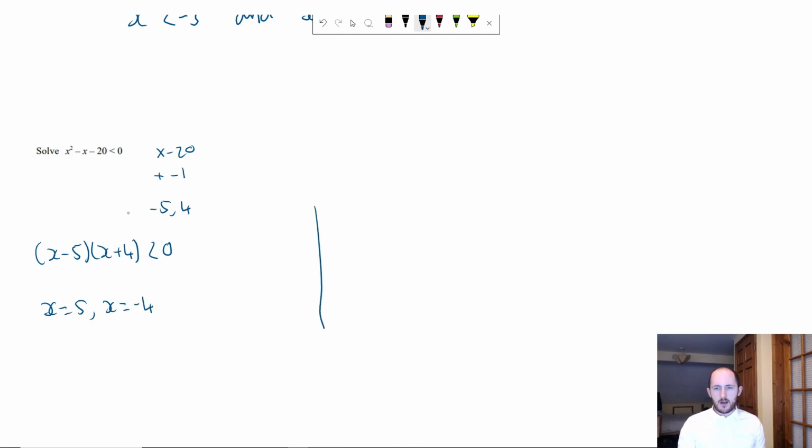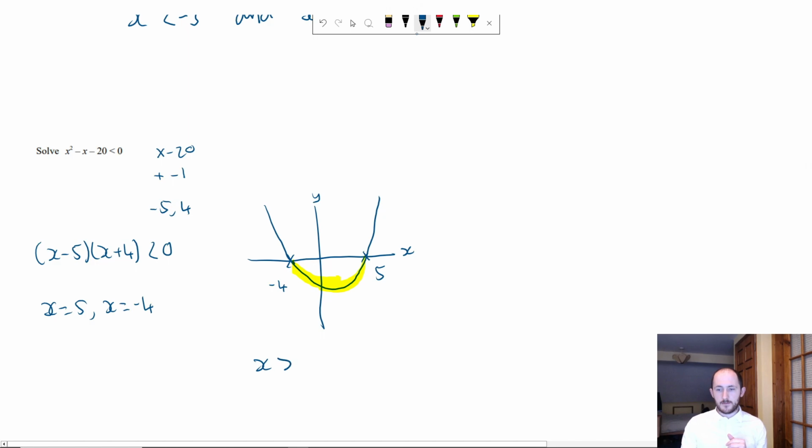So then we draw out our little graph and we have minus 4, let's say that's here, let's say 5 is here. And then draw our little quadratic. Again, it doesn't have to be too accurate. And let's look at what we're looking for. We want when it's less than 0, so that's when it's below the x-axis, which is this region over here. And how do I describe that region? Well, x is greater than minus 4 and less than 5.